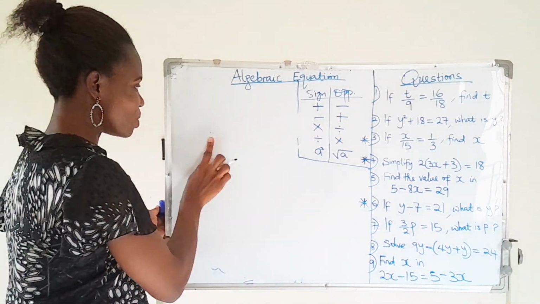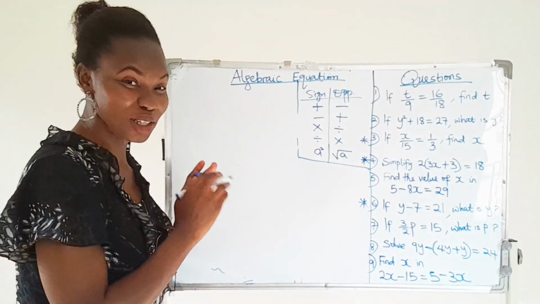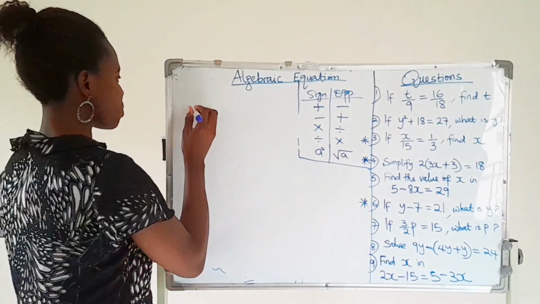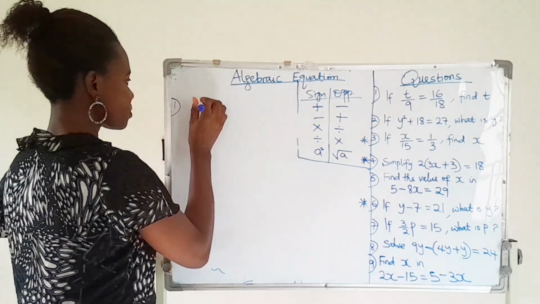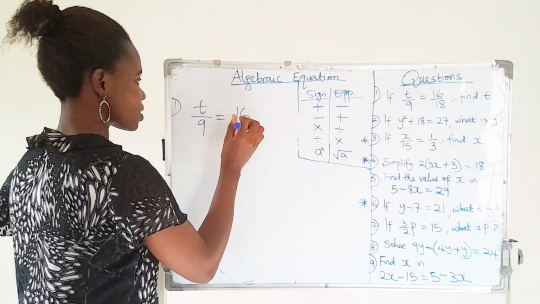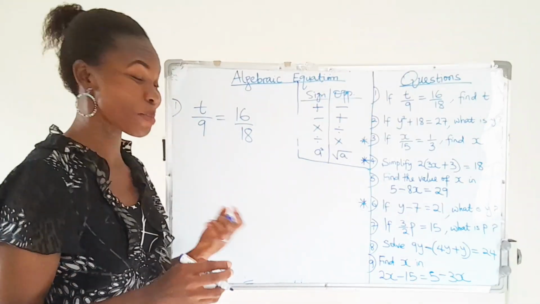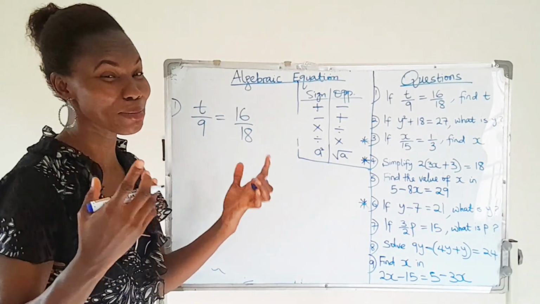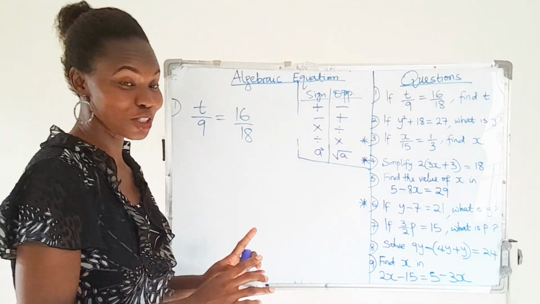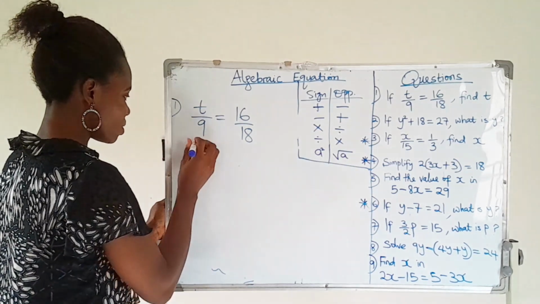Alright, so we will be looking at this question. Make sure you have your pen and your book and you are solving along with me. Alright, so number 1, we have t over 9 is equal to 16 over 18. We have so many methods, but the one I want to teach you in this video is the method of using sign and opposite.